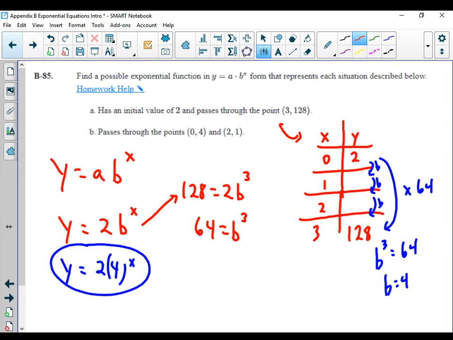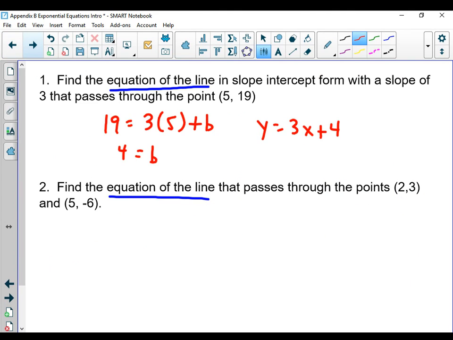And that equation sounds familiar because that's what we did right there. We have b cubed equals 64, and we could have gotten back to that same equation. So even though we're dealing with exponentials now, that idea that we used for lines could have been used for exponentials. All right, what was the strategy that you used on number 2?